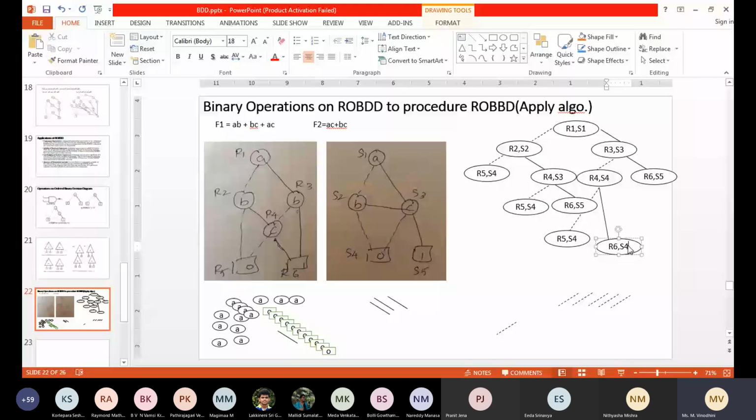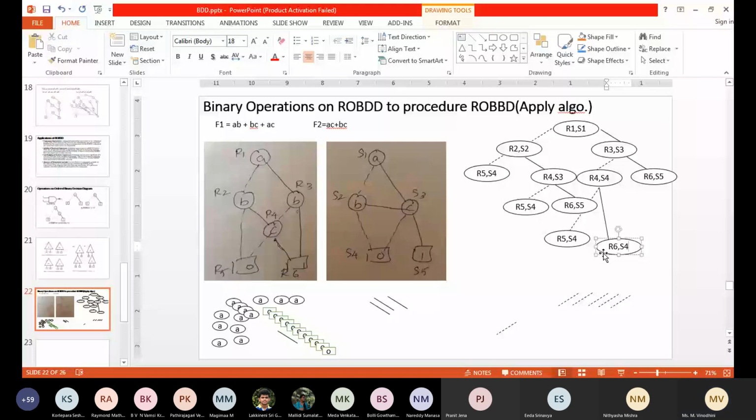Next, this R6, S5: R6 is a leaf node, S5 also is a leaf node, so further division is not there. Coming to this now: R5, S4, leaf node. R6, S5, leaf node. R5, S4, leaf node. R6, S4, leaf node. So all are the lowest, all are leaf nodes. Okay.